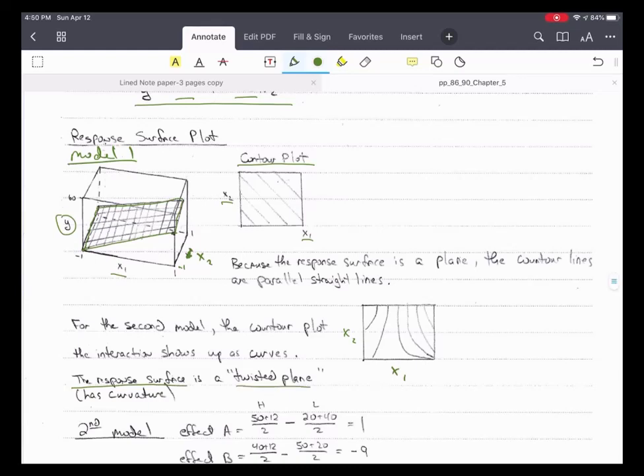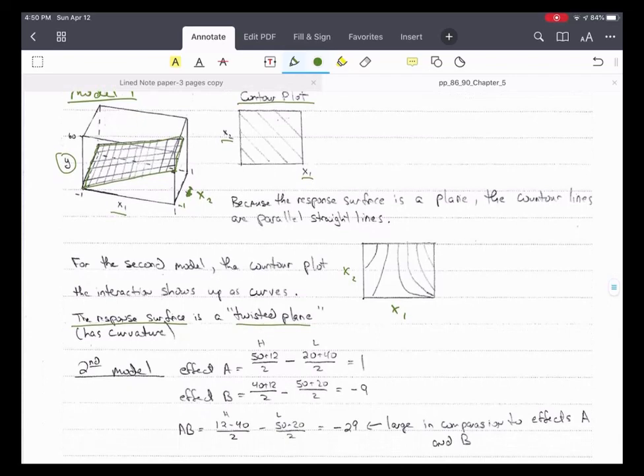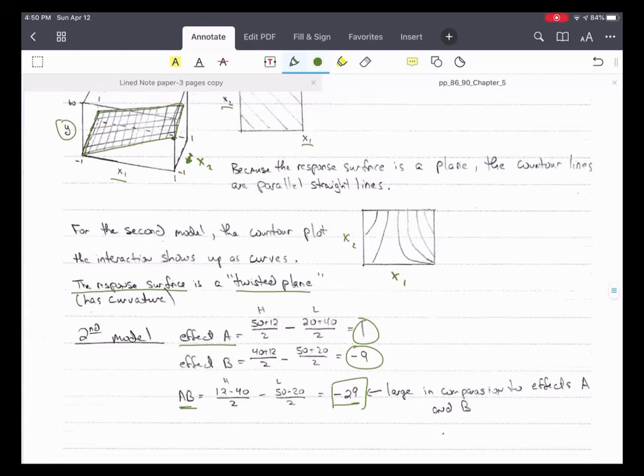Okay? In the second model, we calculate the effects. We didn't calculate the effects of A or B before. We calculated the interaction effect, which was negative 29, fairly large. For effect A, we take the average of the high minus the average of the low, and we get a 1, which is pretty small. And then for effect B, we do the same, and we get a negative 9. You'll notice that negative 29 is large in comparison to these two values. And so that tells us that the interaction is significant here.